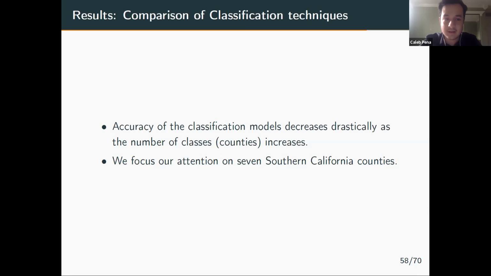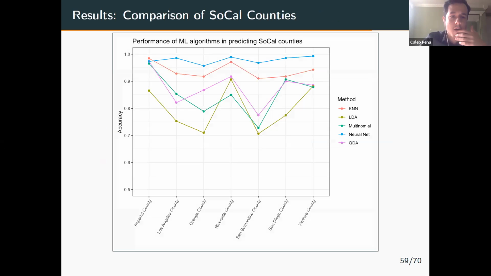So let's take a look at the actual results, since that's what I'm sure you all are interested in seeing: how this actually did at classifying the data points into different counties. Just like Seth was talking about in the section addressing prediction, we're focusing our attention on 7 different Southern California counties, because if we just let it grow to the entire country, there are just so many different counties that the accuracy is low enough that it doesn't help us to actually understand the variable importance. So just focusing in on Southern California, these are the results by county.